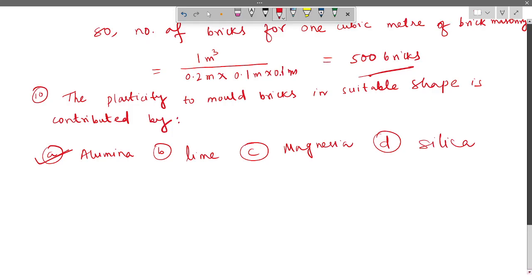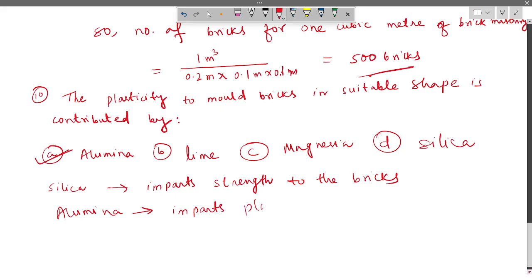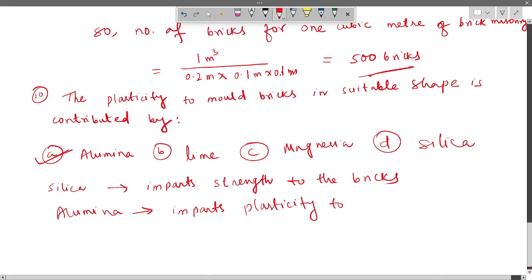And silica imparts strength. Silica ingredient imparts strength to the bricks. Note it down. Alumina imparts plasticity to the brick.